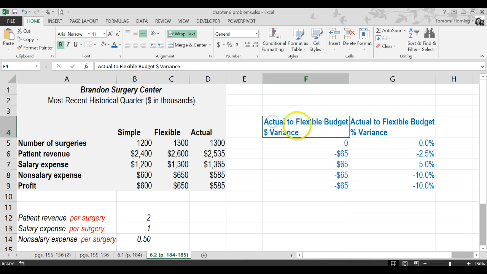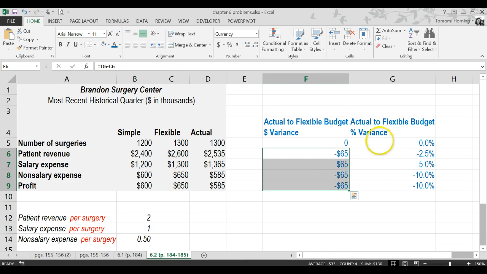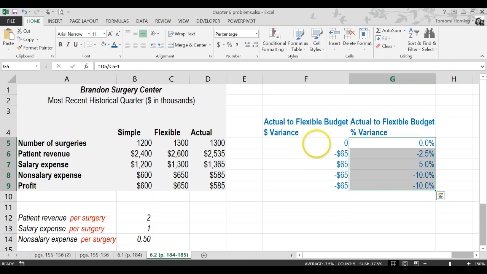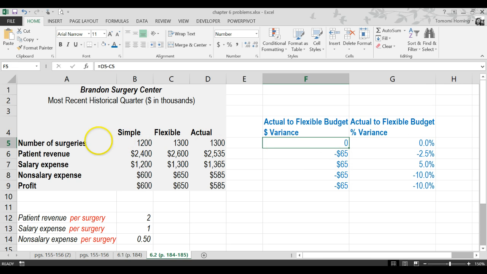So I've gone ahead and formatted these cells so that these would be dollar values and these would be percentage values. This one's not a dollar value because it's a count of surgeries. It's a volume figure. And again, there was no variance because we met our target of number of surgeries spot on, and so there was a 0 surgical variance, and also that results in a 0% variance.